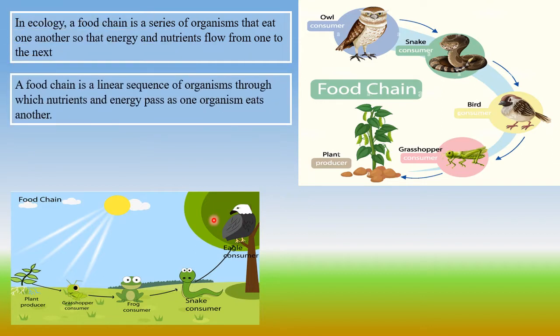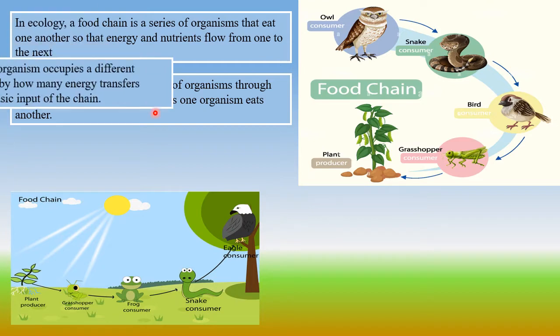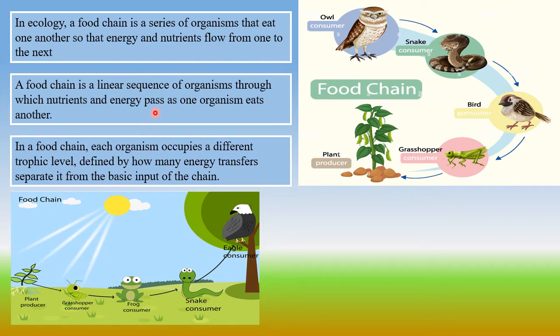Similarly here, if we define the food chain, there are so many definitions, but I am going to give you a practical definition: a food chain is a linear sequence of organisms through which nutrients and energy pass as one organism eats another. In a food chain, each organism occupies a different trophic level, as depicted in these pictures, defined by how many energy transfers separate it from the basic input of the chain.